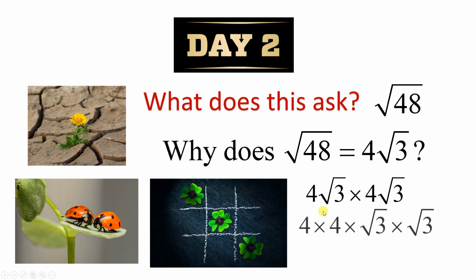What we do is we rearrange it. So we multiply the rational parts and we multiply the irrational parts. And 4 times 4 is 16. The square root of 3 times the square root of 3 is just 3, which makes 48. That's why it's true. And so in the second day, we want our students to really have a good understanding of that.